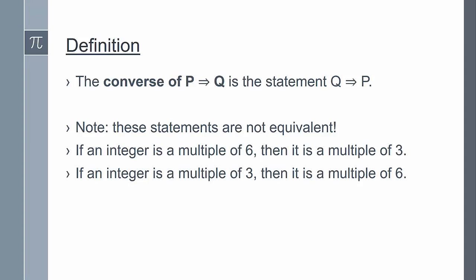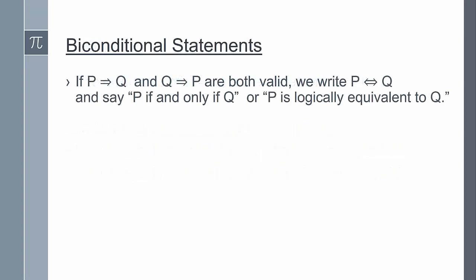Now, it might happen that both the conditional statement P implies Q and its converse are both valid. When that happens, we have a biconditional statement. So if P implies Q and Q implies P are both valid, we write P if and only if Q. The if and only if symbol is a double-sided arrow, which has the connotation of P implies Q and Q implies P. So we say P if and only if Q, or we could say that P is logically equivalent to Q.